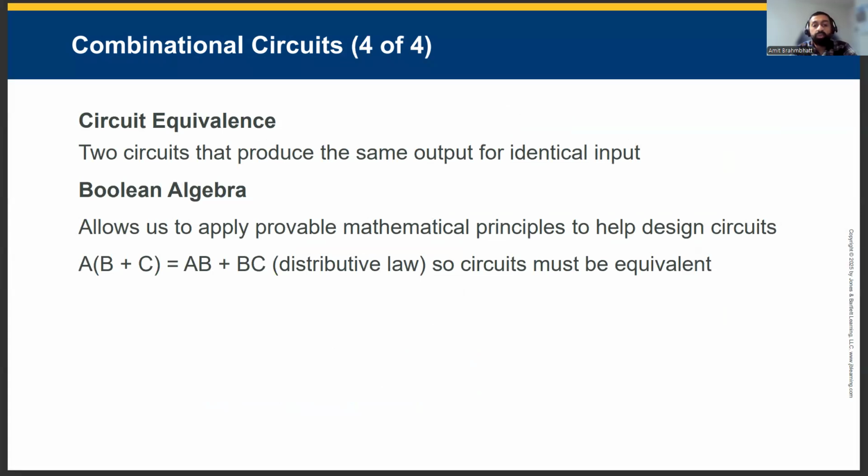Why did those two circuits match? Boolean algebra provides identities like the distributive law. A multiplied with the bracket B plus C equals AB plus AC. Circuit equivalence means two different implementations produce the same outputs for all inputs. Using algebra to transform and simplify designs saves gates, power, and delay, key goals in real hardware.